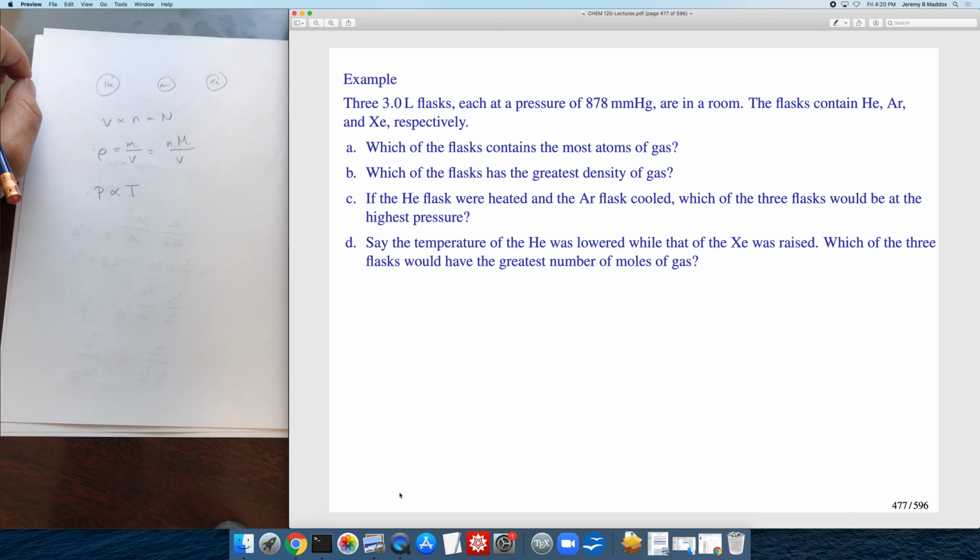Part D. Say the temperature of the helium was lowered while that of the xenon was raised. Which of the three flasks would have the greatest number of moles of gas? Another trick question. We haven't changed the number of moles of gas at all. We've just simply heated up the gas or cooled it down. And so that's not going to have any impact on the number of moles of gas inside the container, as long as it's sealed. Okay, so part D is a trick question.